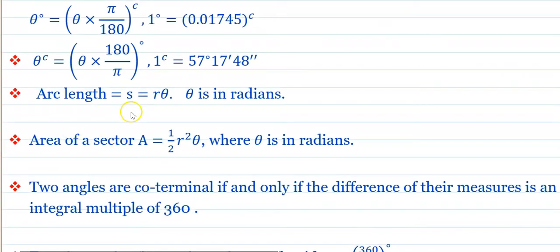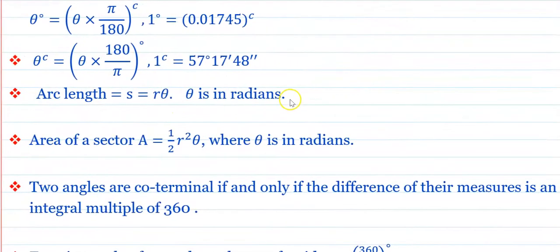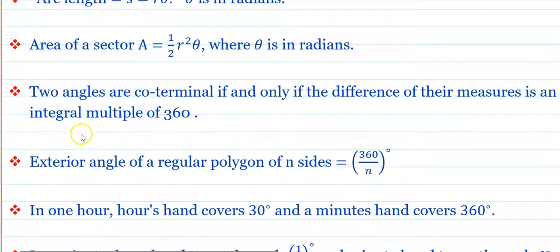Length of arc S is equal to r theta, where theta is in radian. Area of sector A is equal to 1 upon 2 r square into theta, where theta is in radian. Next, two angles are coterminal if and only if the difference of their measures is an integral multiple of 360. Exterior angle of a regular polygon of n sides is equal to 360 upon n.